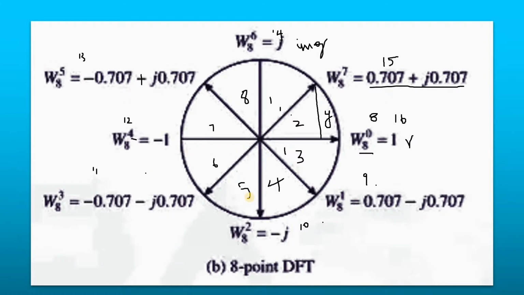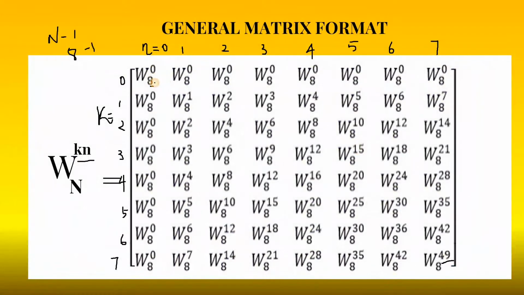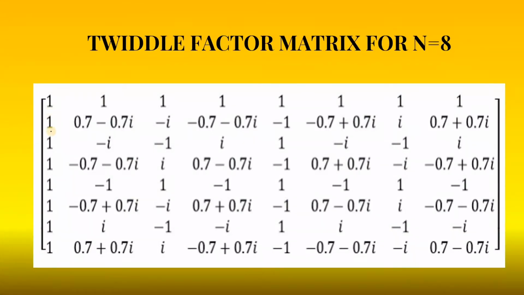After getting those numberings, just substitute the respective W value over there. If you look over here, W_8 to the power 0 has the value 1. So for all values of 0, that is this whole row and this whole column is going to be 1. Shall we check? Yes, this whole row and whole column is 1.